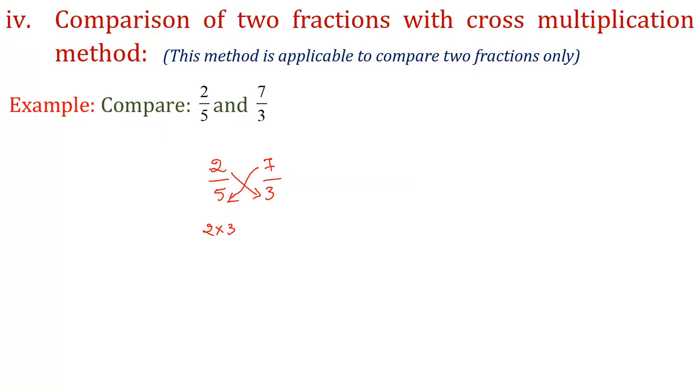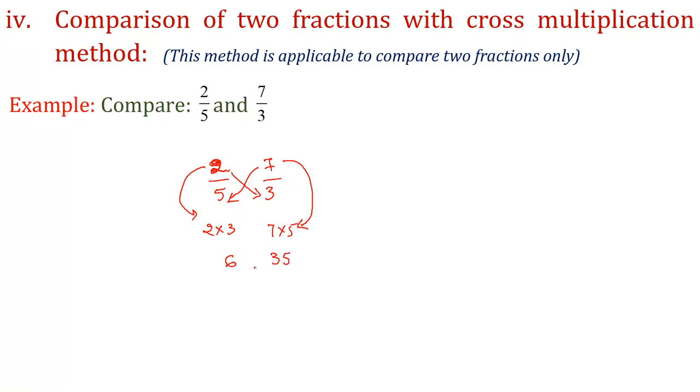Why am I writing 2 into 3 here only? You should write the product right under the first number only. I am taking the first number as this numerator, so you should write it here, under the first number. Here the first number I am taking is 7, so you should write 7 into 5 on the right side, under the first number only. Now multiply: 2 3s are 6, 7 5s are 35.